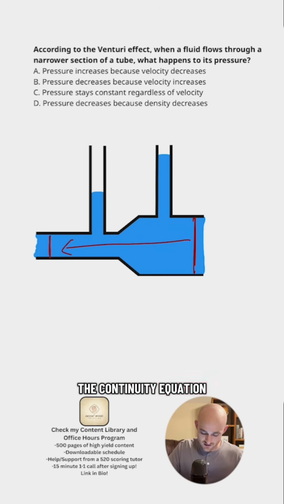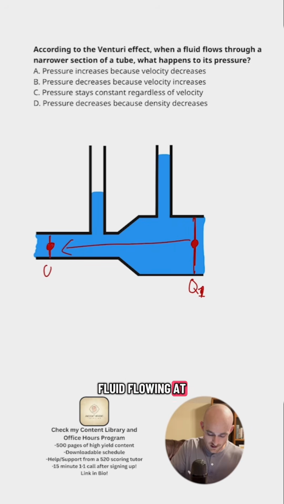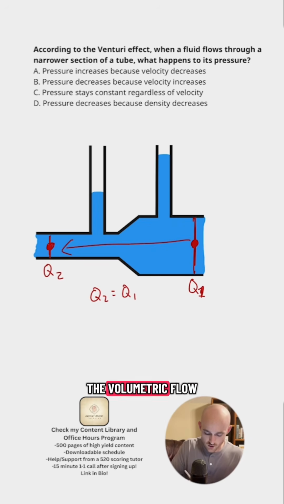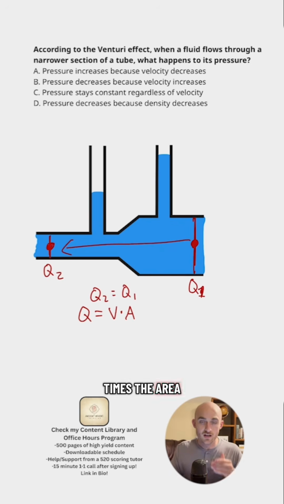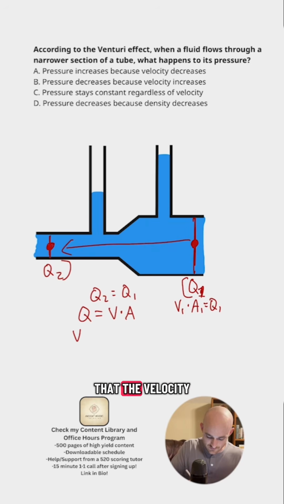The continuity equation tells us that the volumetric flow, which is Q, so the amount of fluid that's flowing over here at point 1, is equal to the amount of fluid flowing at point 2, which we say is Q2. So Q2 is equal to Q1. The volumetric flow, so Q, is equal to the velocity of the fluid times the area of that section of the pipe. Looking at Q1, we would say that the velocity at point 1 times the cross-sectional area at point 1 is equal to the volumetric flow at point 1. Since Q1 is equal to Q2, we can say that the velocity times the area at point 2 is equal to the velocity times the area at point 1.